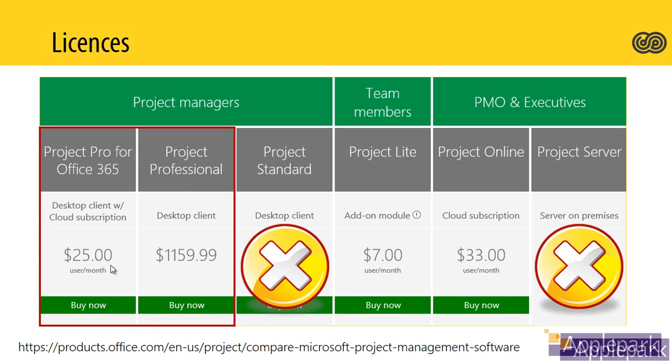What else is confusing around here? Well, for project managers, it tells us that we can utilize two client applications. They're Project Pro for Office 365, which is a subscription service, or Microsoft Project Professional, which is a perpetual license. So this one you pay $25 a month. This one you pay $1,160 and it's yours forever. They're functionally equivalent, which is why I've drawn this red box around them. I'll talk about probably Project Pro for Office 365, but they are the same application.